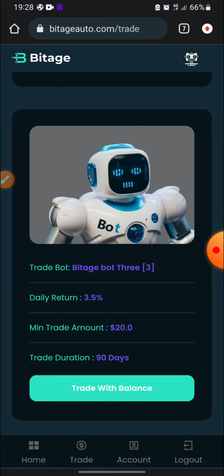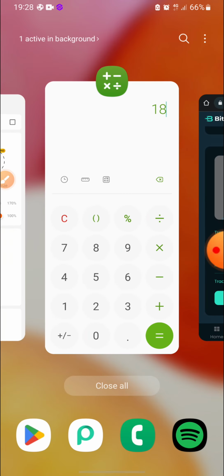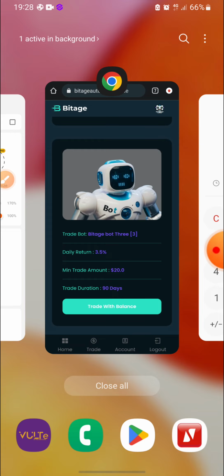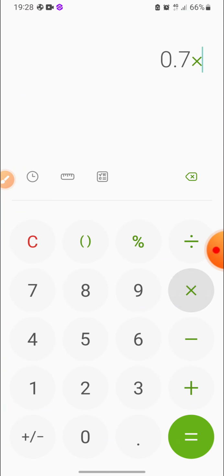Let's just make everything 20 USDT, so 3.5%. So, $75. That's a lie. So you are getting 5%. Yeah, so that's 0.7, and we are doing this for 90 days. The trade duration is 90 days. So $53, and with your capital, make $3.